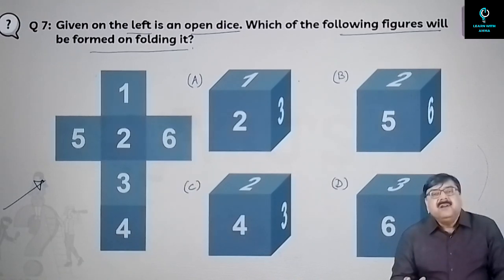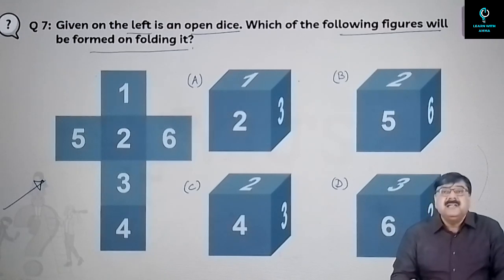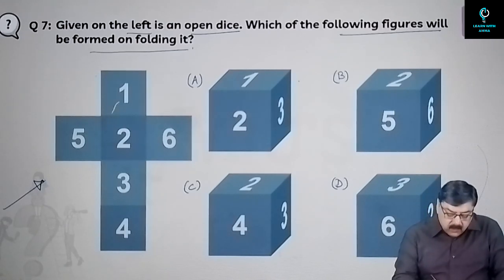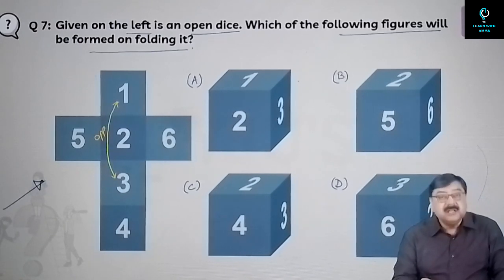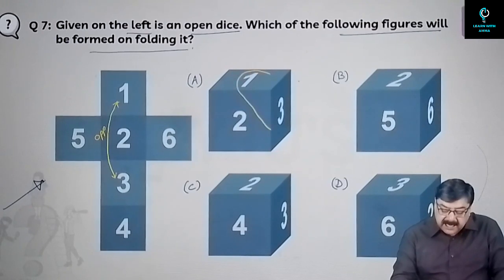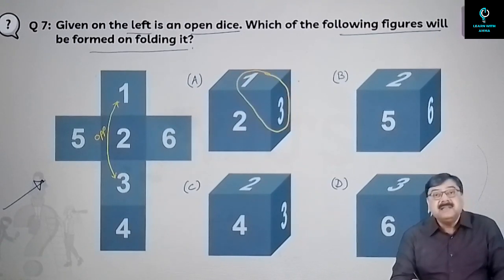Now here we will work on a simple fundamental, that is, opposite faces cannot be seen together. Now here we know that 1 is opposite 3. 1 and 3 are opposite each other. Whereas in this diagram, A, 1 and 3 can be seen together. That is incorrect. So we can't have choice A here as the answer.